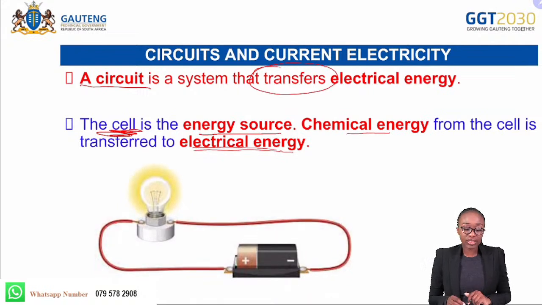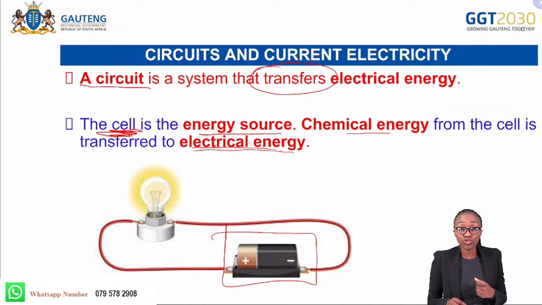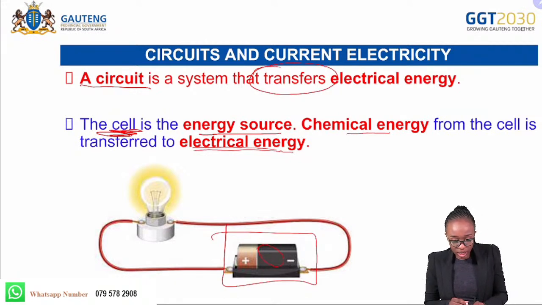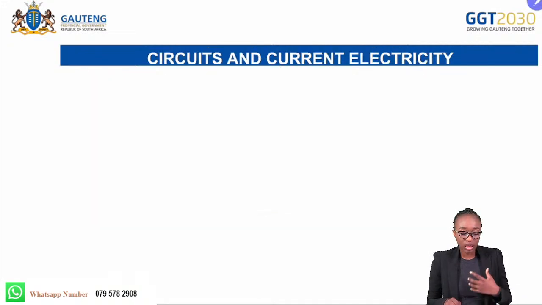Now, let's look at this diagram here. We are talking about this item over here. That is our source of energy. This is where we're getting the energy from. We have chemical energy within the cell that is being transferred into electrical energy.